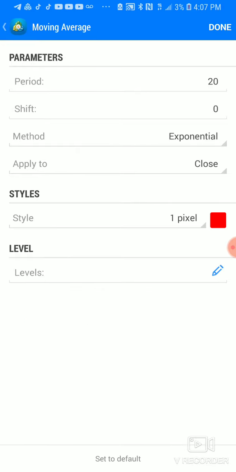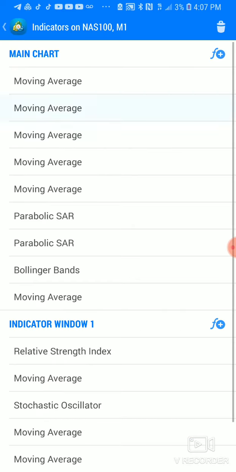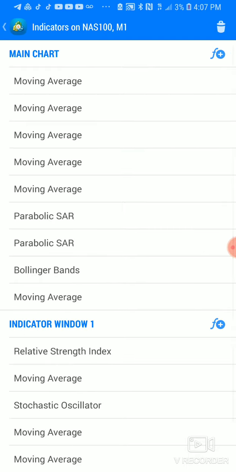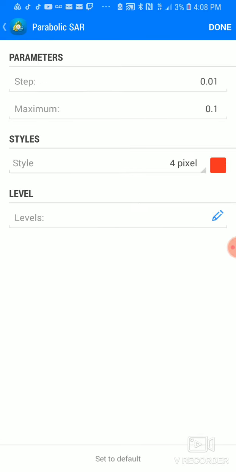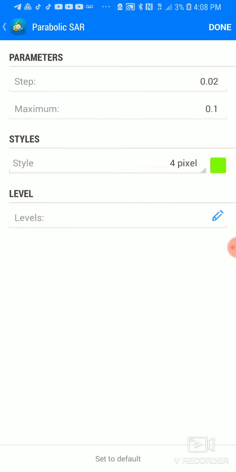Main chart, I have a 20 exponential, 10 exponential, 50, 200, 500, parabolic SAR, 0.01 on the step, 0.1 on the maximum, 0.02 on the step, and then 0.1 on the maximum.